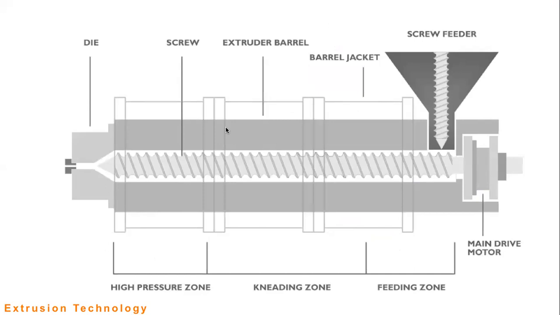You can see different types of extruders and extruder parts. Screw feeder. Here you can see a screw feeder. There is a screw in the feed section, right? What is the advantage of having that type of screw?